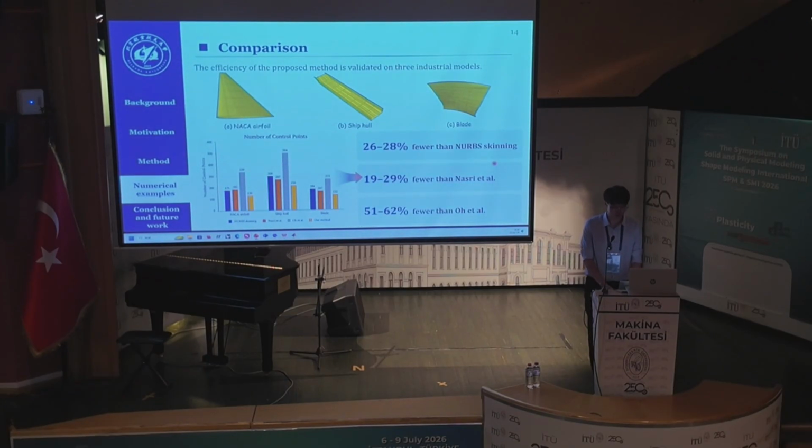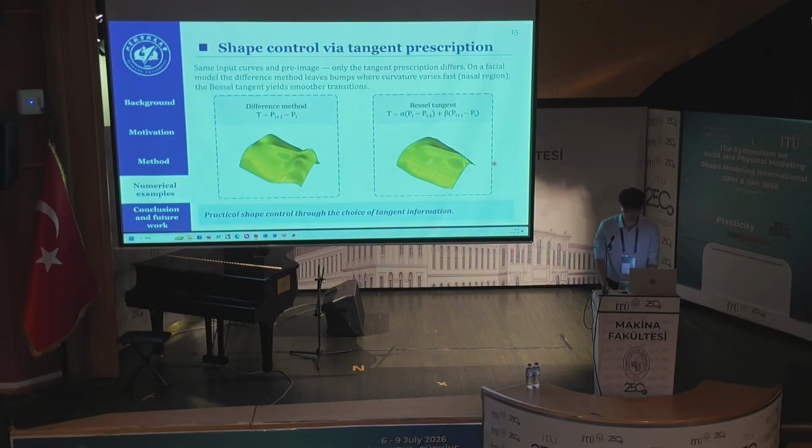On three industrial models, a NACA airfoil, a shape hole, and a turbine blade, our method consistently uses fewer control points. Compared with NURBS skinning, we save 26-28%. Compared with Nasri's method, 19-29%. And compared with Oh's method, 51-62%. Since we avoid the intermediate curves entirely, our representation is thus far more compact.